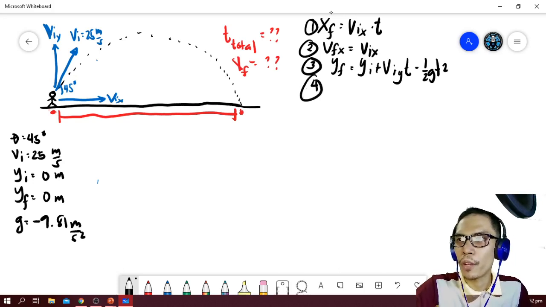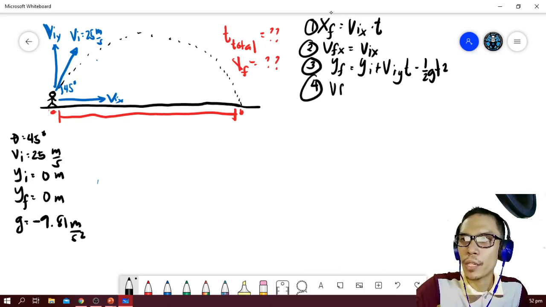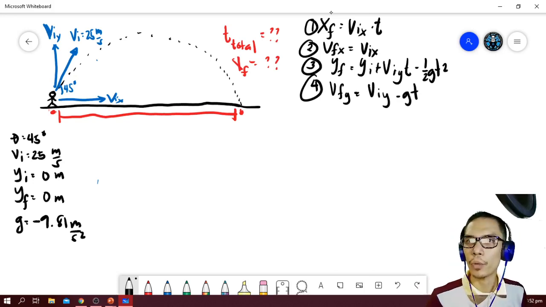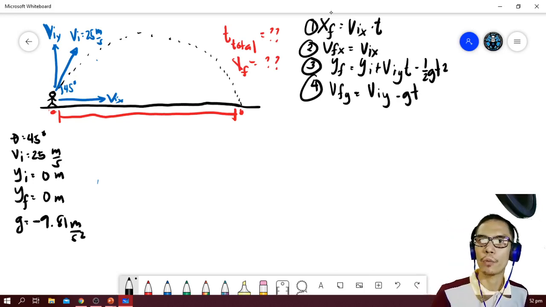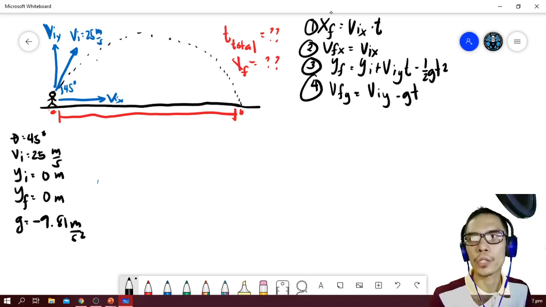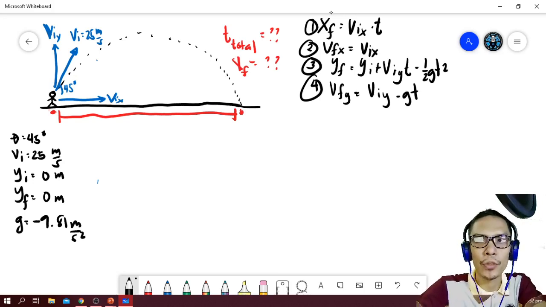Next, number 4, the fourth formula will be the velocity formula for y. So we have v sub f y is equal to v sub i y minus g. So there you have it, and I think we are good and ready to go. So what formula are we going to use?